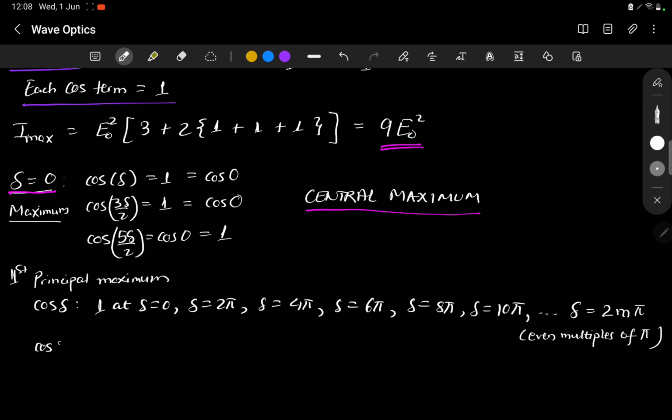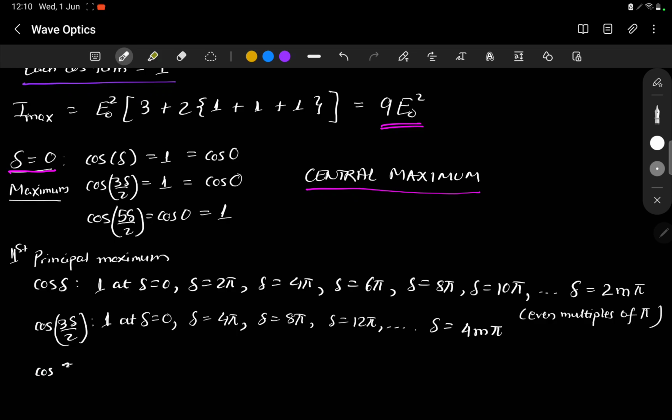When is the next term, which is cos 3 delta by 2, equal to 1? Well, this will be 1 at definitely delta equal to 0, but it will not be 1 at delta equal to 2 pi. It will be 1 next at delta equal to 4 pi, then at delta equal to 8 pi, then at delta equal to 12 pi, and so on and so forth. So this goes in multiples of 4 pi. So this is at delta equal to 4m pi.